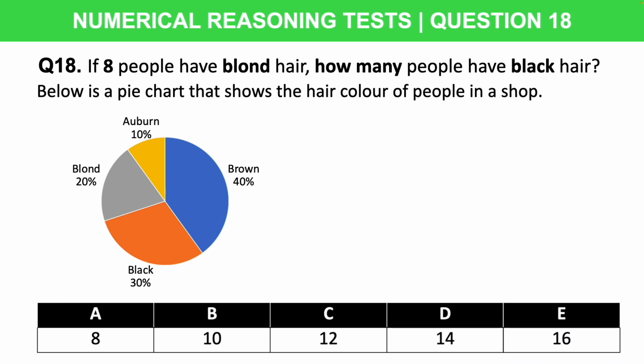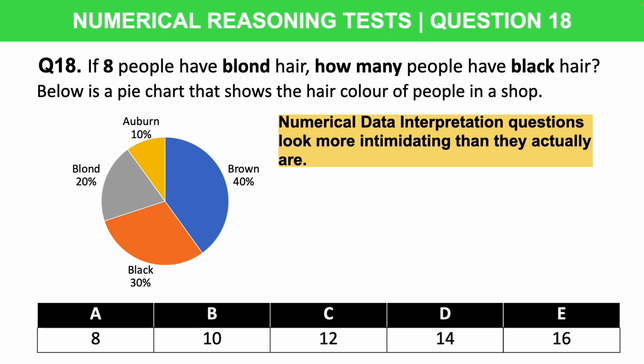Now, to work this out, remember, numerical data interpretation questions always tend to look more intimidating than they actually are. In fact, we're just going to use the same principles that we've just learned and been using in the previous questions to answer this one. What you need to do when faced with data interpretation test questions is, again, just look for the relevant information you need. There's going to be a lot of irrelevant information that you're not going to need at all to work out your answer. So let's break this down.